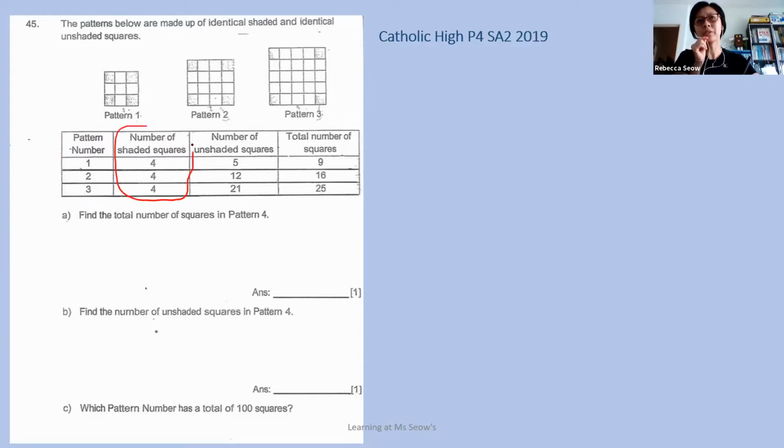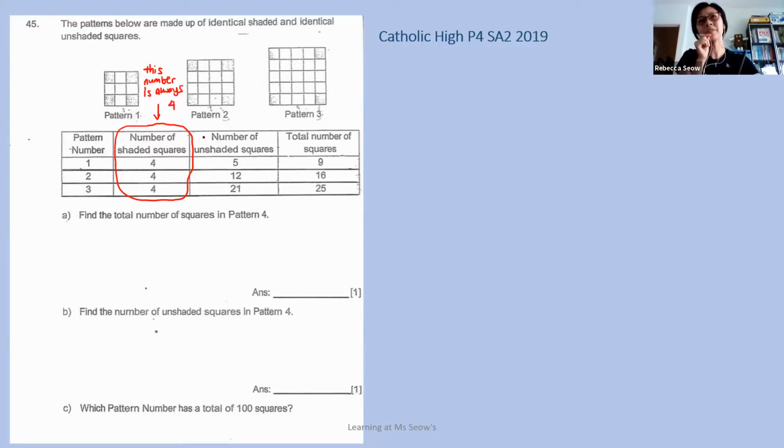What pattern do you see over here? You might be thinking, how come the number is 4 in terms of shaded squares, regardless of the pattern number? This is actually the pattern of the second column. So the number of shaded squares will always be 4. Let me just put a note down. This number is always 4.